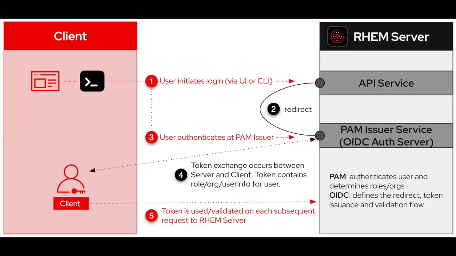The user initiates a login from the Edge Manager UI or CLI. The Edge Manager API service directs the request to the PAM issuer, which acts as the OIDC authentication server. The user authenticates with the PAM issuer. An access token is issued containing the role and the org for the user. And finally, the subsequent requests against the Edge Manager API utilize that token.